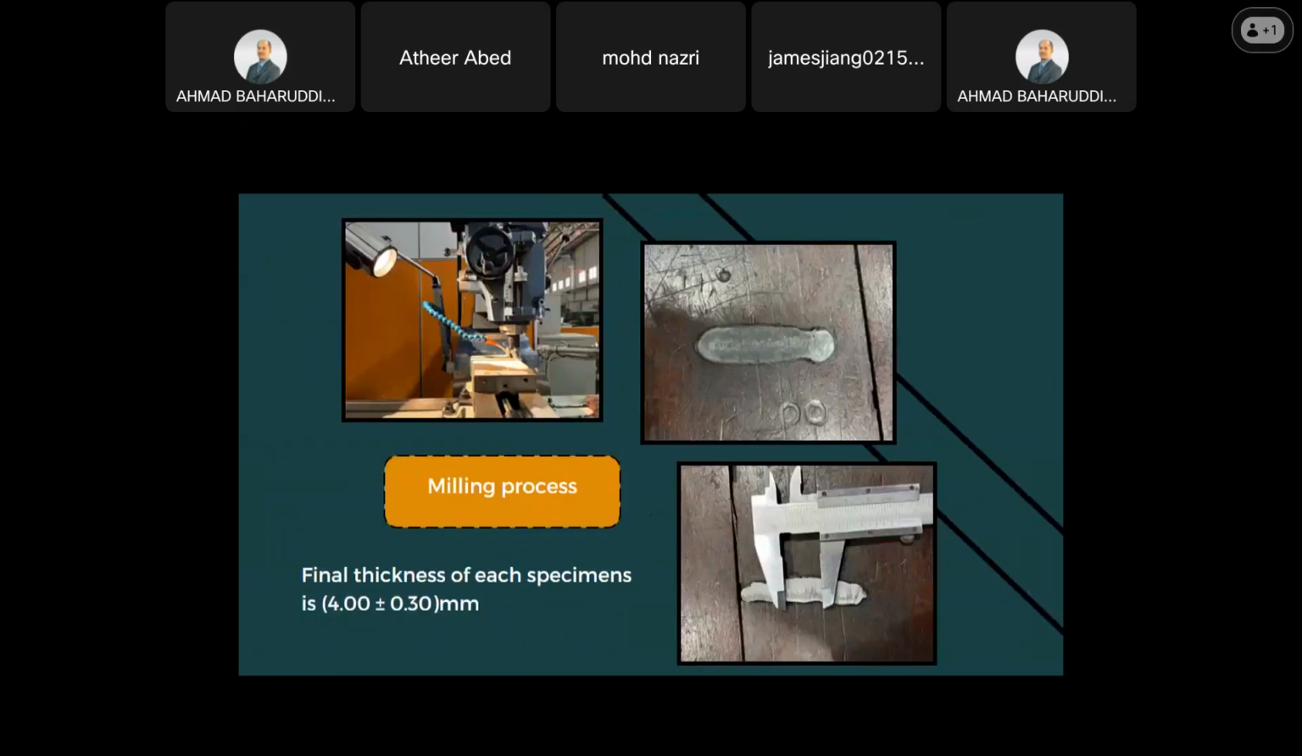Now for the milling process. After the hot forging process, the specimen is still very thick, so it is not suitable for making the dog bone shape for tensile testing. That's why the milling process takes place. As I said, the final thickness of each specimen is supposed to be 4 millimeters. There will be some inaccuracy, so each specimen will be 4.00 plus or minus 0.30 millimeters after it is milled, as you can see right there.